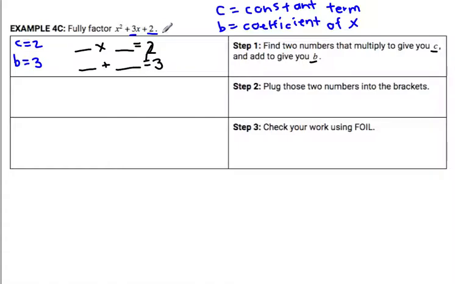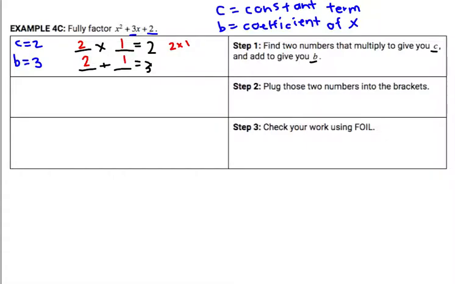This is an easier example because there's only one set of factors for 2. It's a prime number, 2 times 1. And if I look at those factors, 2 multiplied by 1 is 2, and 2 plus 1 is 3. So I found my two numbers.